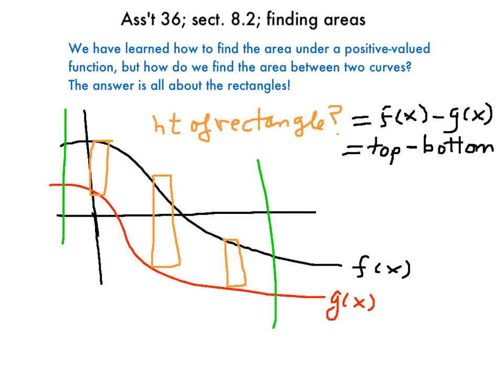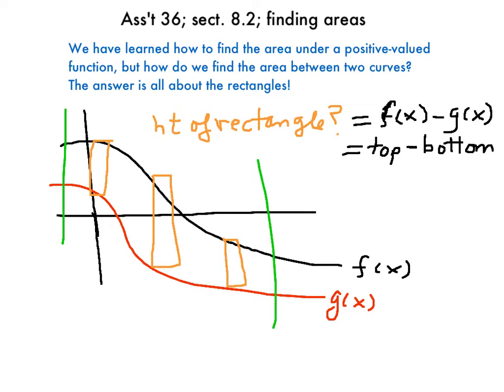Did you get it? Did you see that it really doesn't matter whether the functions are positive or negative? All that matters is which function is above the other one. Whether they're both positive, one negative, or both negative, if you subtract the top minus the bottom, it will always be a positive valued expression. And that's the simple answer for this problem.